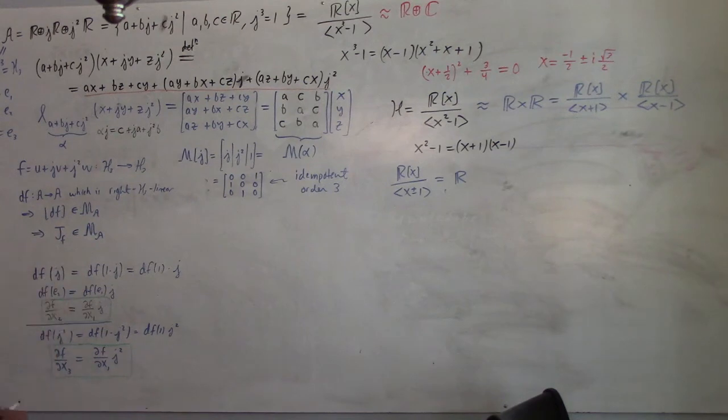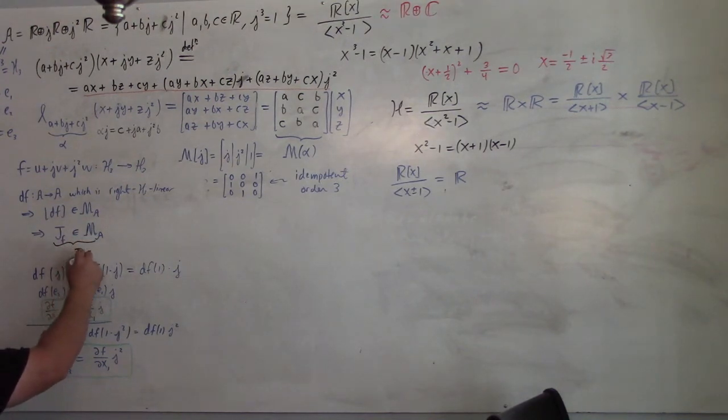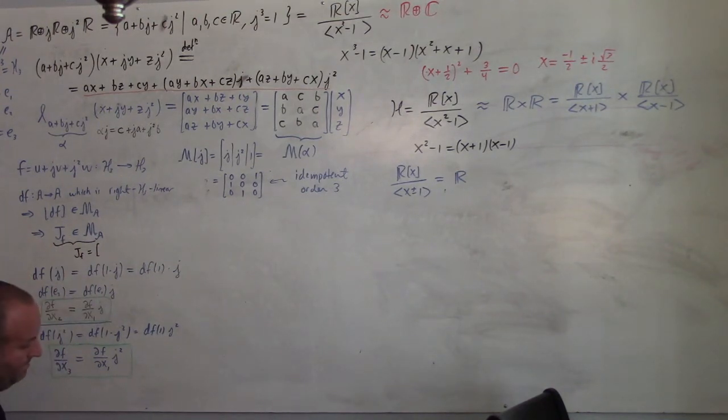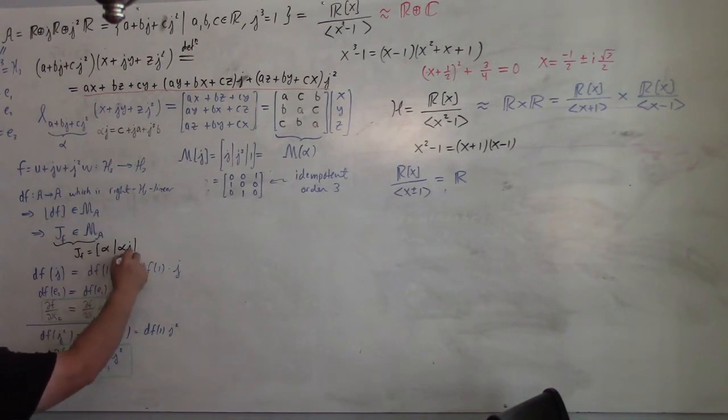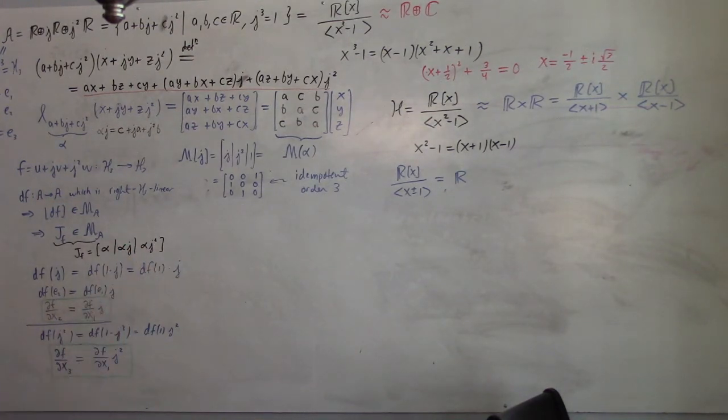Now, let's look at this from a slightly different angle. And what about df of 1? df of 1 is partial f partial x1. Okay. So this right here means that the Jacobian of f is equal to the matrix representation of some number alpha. So it's got alpha in the first column, alpha times j in the second column, and alpha times j squared in the third column. In our current context, that's what the regular representation looks like.